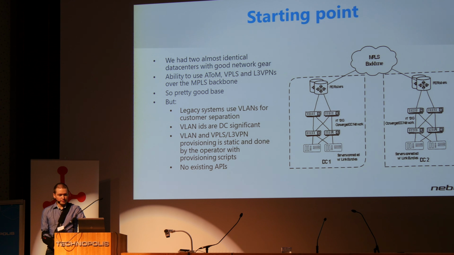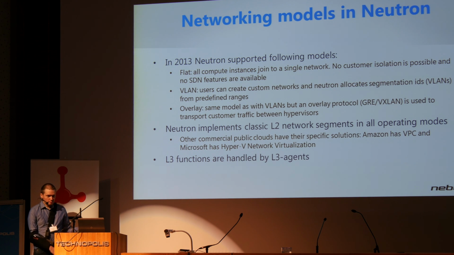So let's see what Neutron would offer us. At least back in 2013, Neutron offered these 3 different operating modes. The simplest one is the flat model, where all compute instances or VMs join a single external network. So there's no customer isolation whatsoever, and no advanced features. Then there's the VLAN model, where users can create custom topologies, and Neutron allocates the segmentation IDs or VLAN IDs from predefined ranges. And then there's the overlay model, which is basically the same as the VLAN model, but an overlay protocol, GRE or VXLAN, is used to transport the customer traffic between hypervisors.